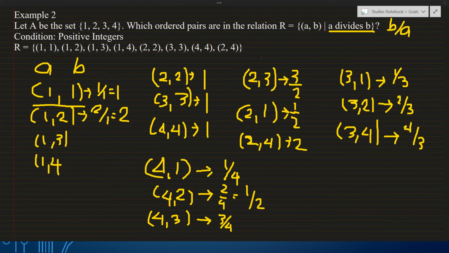We are done with the definition and examples of relation. In the next video, I will be discussing the first property of relation, which is reflexive relation.